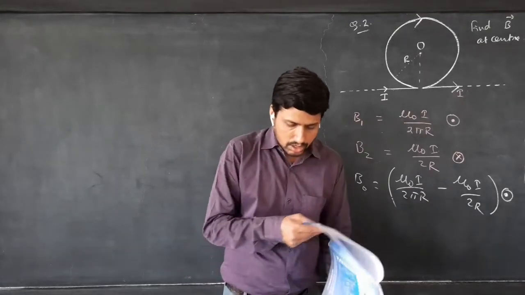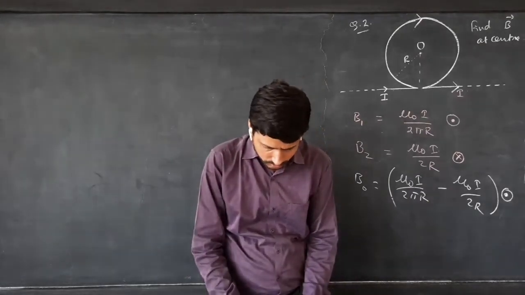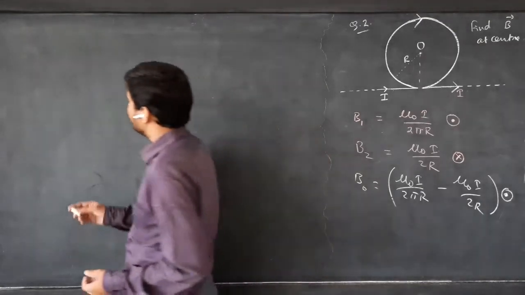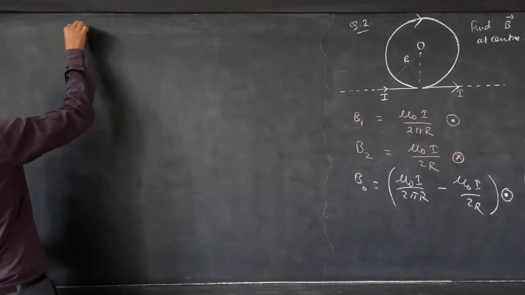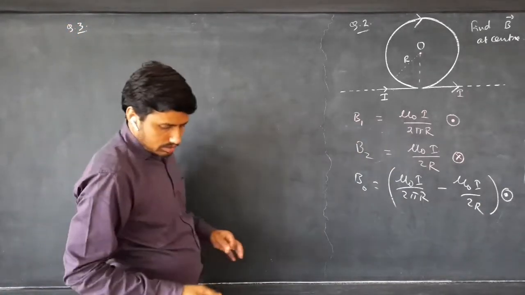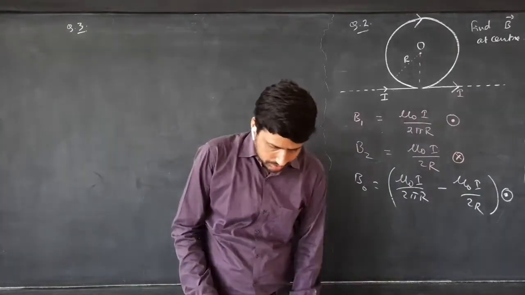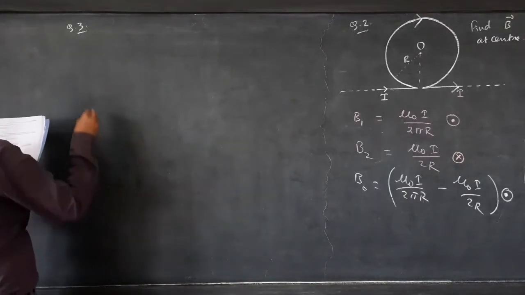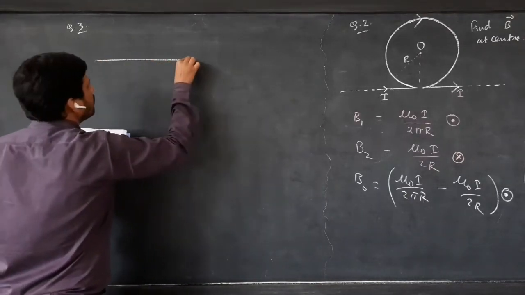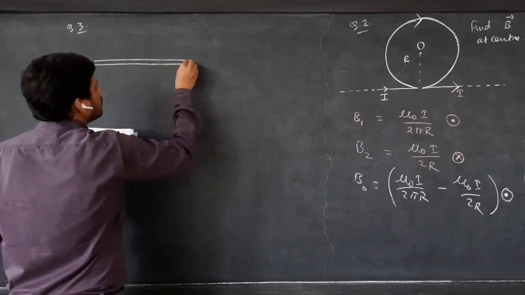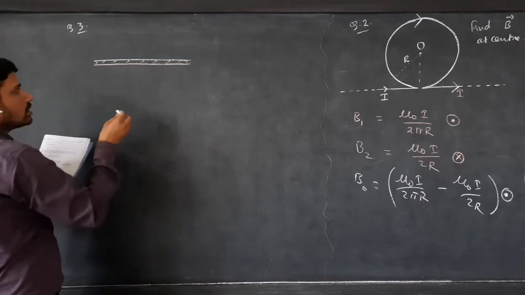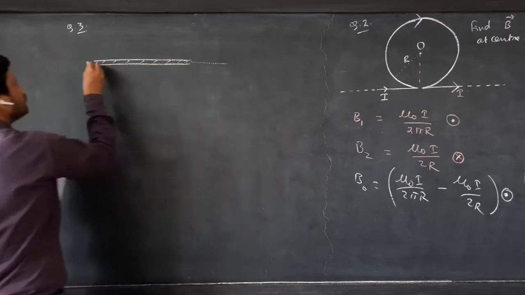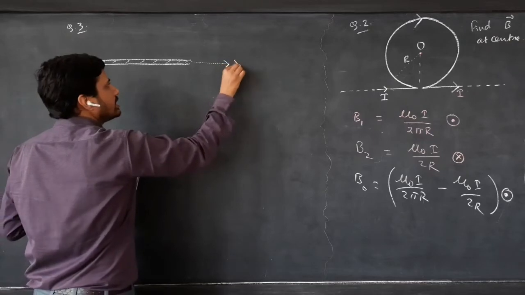Next question that we discuss, the third one, is also an important question. There is a sheet, a very thin sheet, a conducting thin sheet, like this. This is a sheet of charge, sorry, current, a conducting sheet, and it is infinitely long. So they have taken this as x-axis.